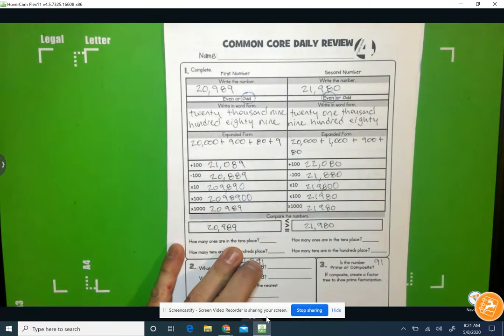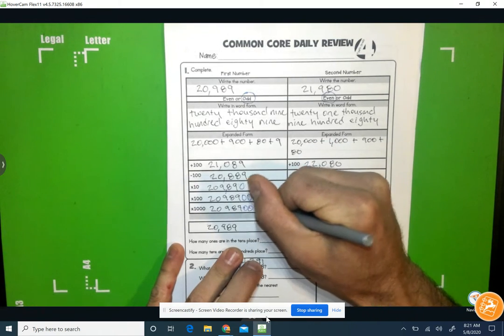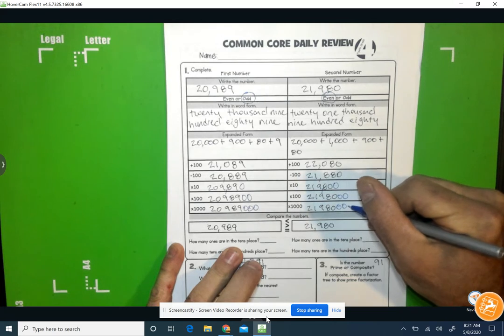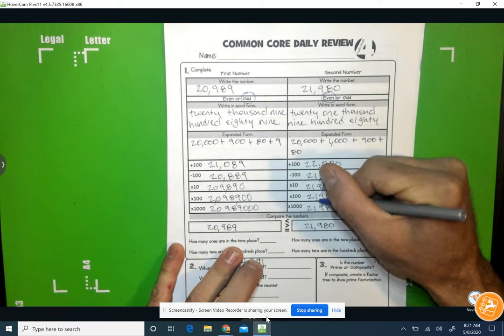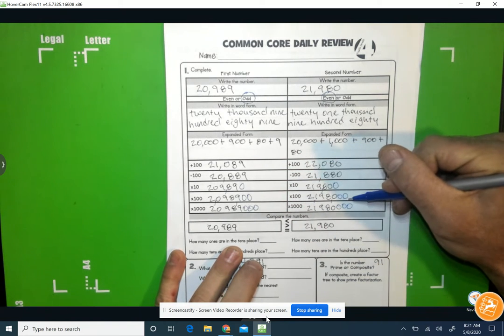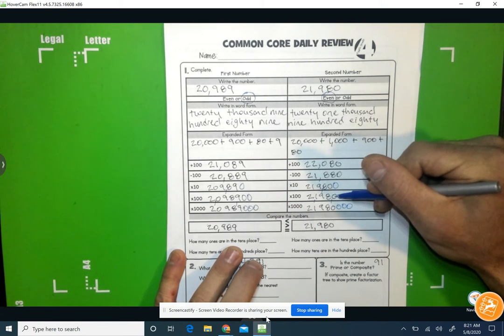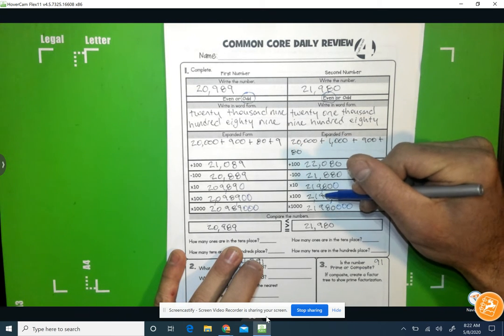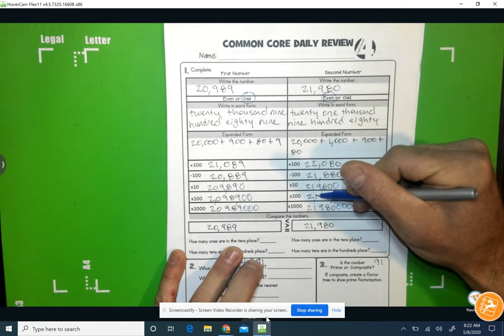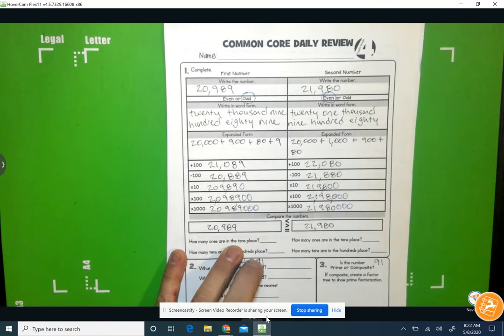Put 2 zeros when multiplying by 100, and put 3 zeros when you're multiplying by 1,000. And put your commas in the appropriate place every 3 digits, or at the end of every period. Ones, tens, hundreds, that's the end of the ones period, comma. 1,000s, 10,000s, 100,000s, that's the end of the thousands period, comma. And then put your commas in the appropriate place for multiplying by 1,000. Okay.